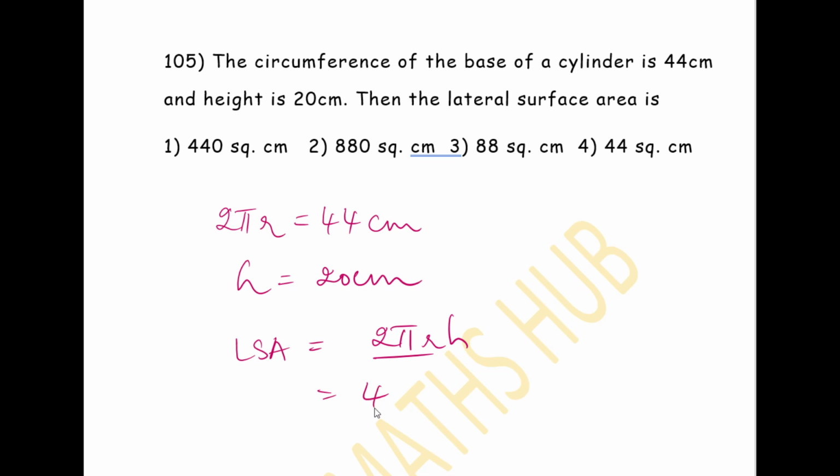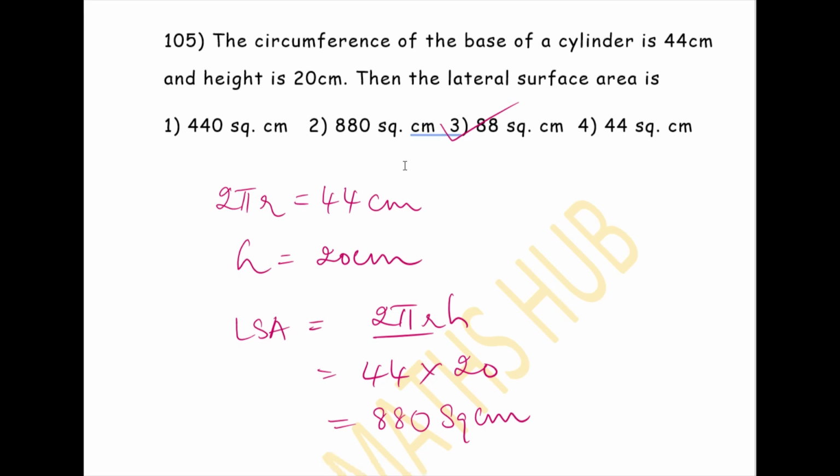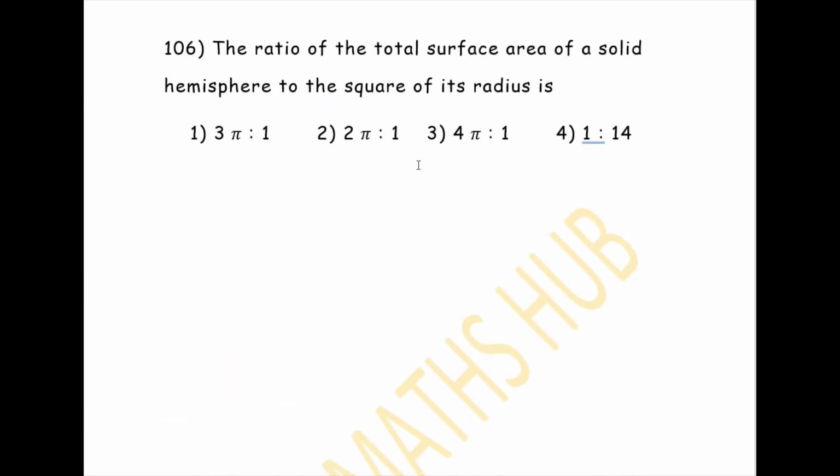What is 2 pi r? 2 pi r is 44, into h is 20. Now we get 44 into 20 is 880 square centimeter. Therefore the LSA of the cylinder is option 3, 880 square centimeter. Now moving to the next question.